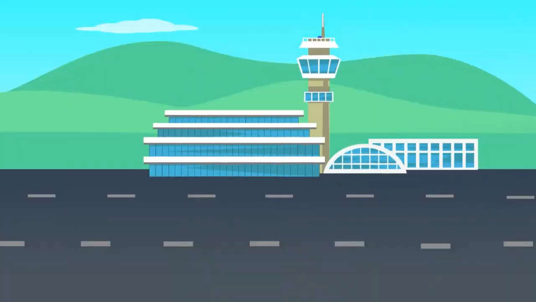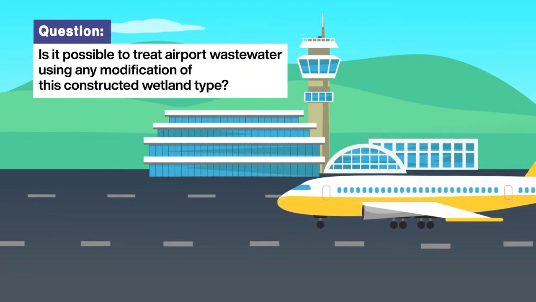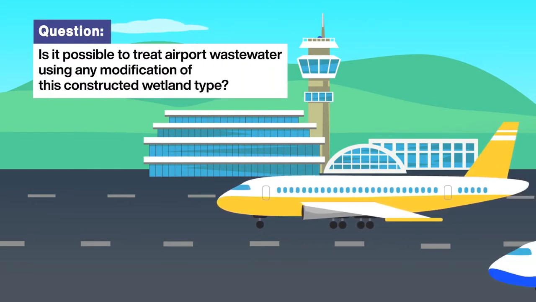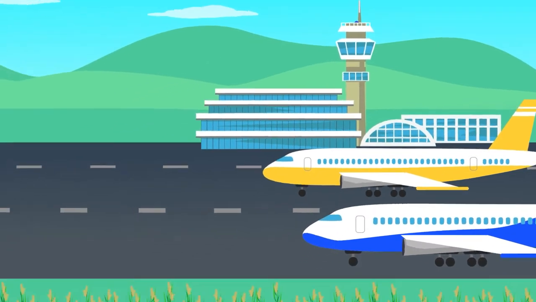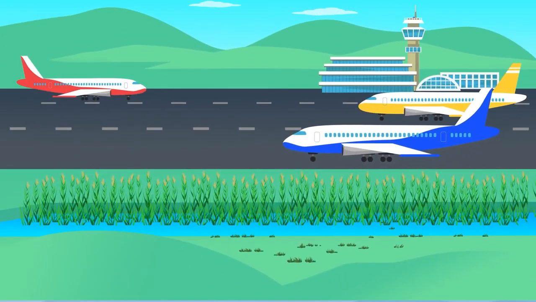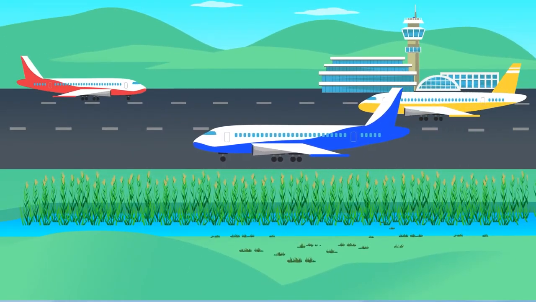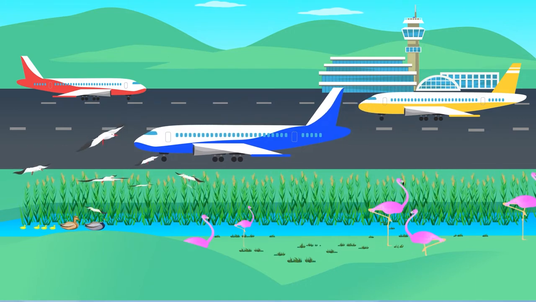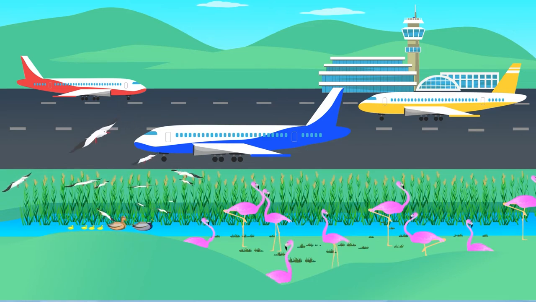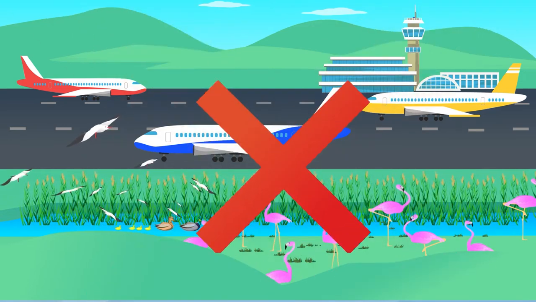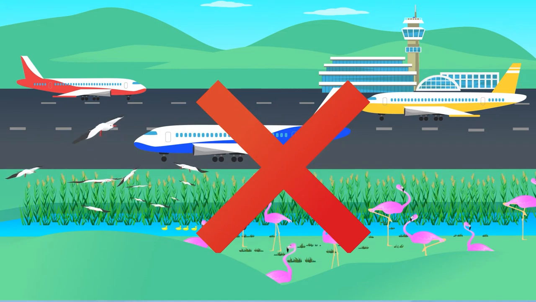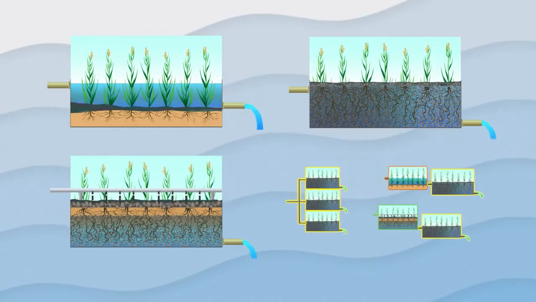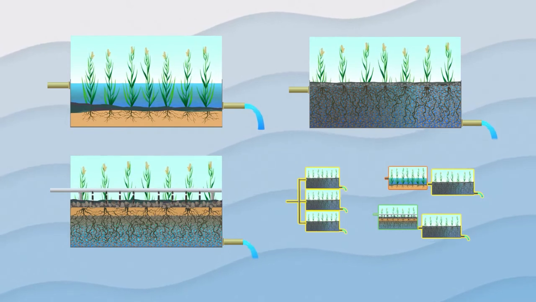Indeed, Betsy. However, I have a question for you. Is it possible to treat airport wastewater using any modification of this constructed wetland type? I think so. This type of constructed wetland can cope with domestic and storm wastewaters. Of course it can, but this type of constructed wetland will attract a huge number of birds. Therefore, this method is not suitable for airports. Oh, that's a shame. Not an issue. There are other types of constructed wetlands that are suitable for this problem.